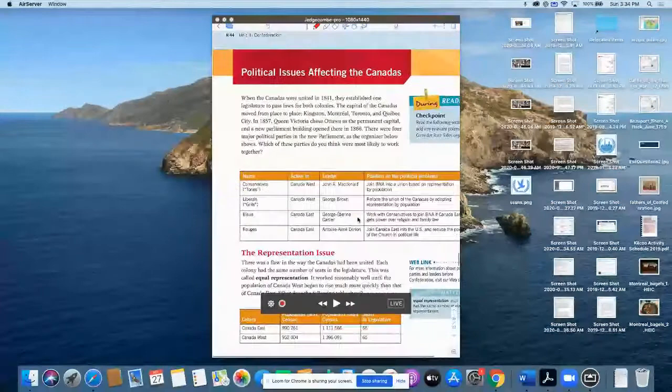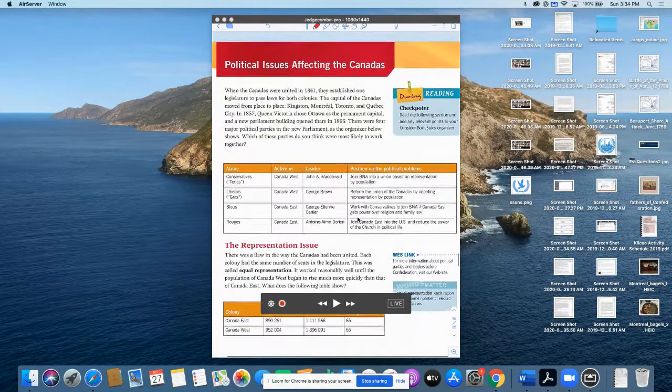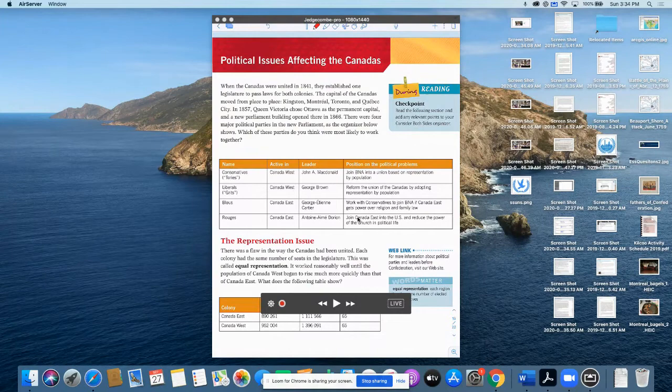Then there were political issues as well. In grade seven, we talked a bit about the Act of Union, and you can see that there was some political instability. The capital of Canada moved all over the place: Kingston, Montreal, Toronto, and Quebec City. And this is something important to realize, the representation issue. You can see it at the bottom here.